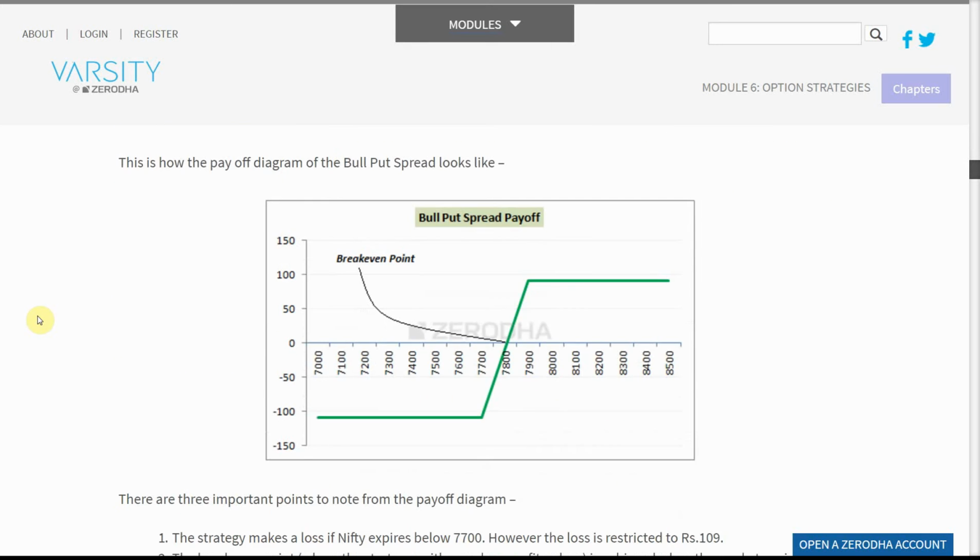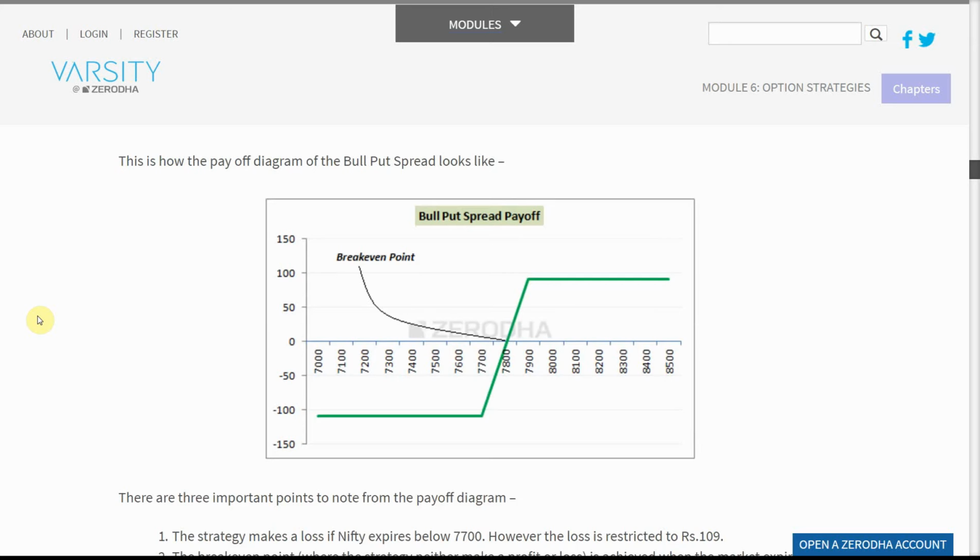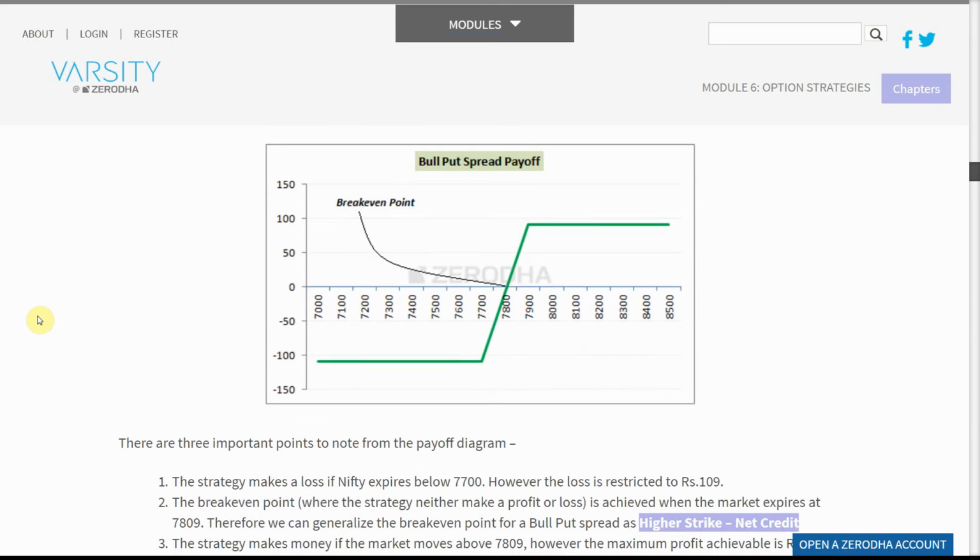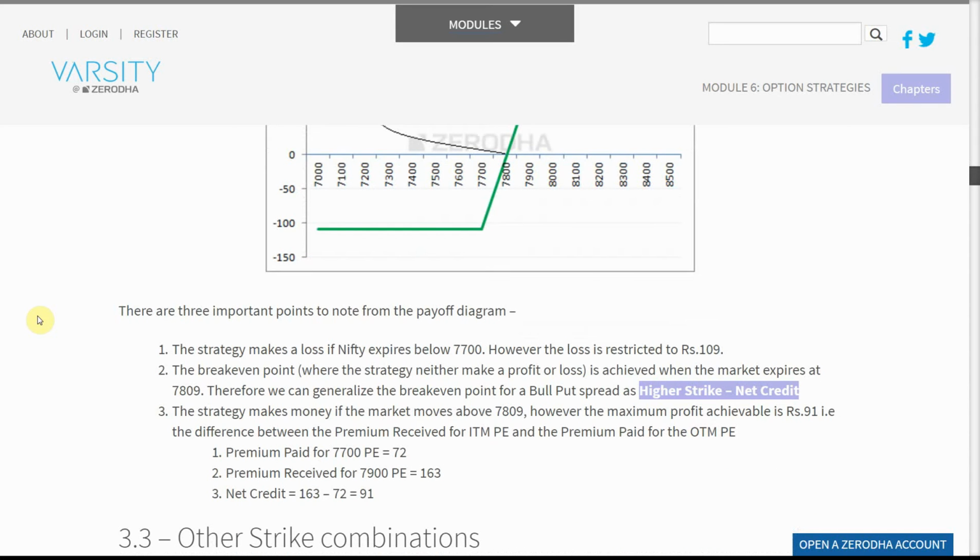There are 3 important points to note from the payoff diagram. The strategy makes a loss if Nifty expires below 7,700. However, the loss is restricted to 109 rupees. The break-even point, where the strategy neither makes a profit nor a loss, is achieved when the market expires at 7,809. Therefore, we can generalize the break-even point for a bull put spread as higher strike minus net credit.